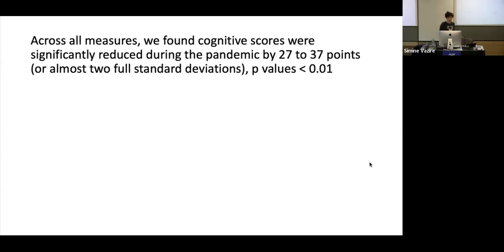reduced during the pandemic. I don't remember how they got their baseline pre-pandemic measure, maybe based on published studies before the pandemic. They found that the children that they tested had a lower score by 27 to 37 points, almost 2 full standard deviations. P-value is less than 0.01. So first I want to emphasize how big 2 standard deviations is. It's a huge effect. That's very, very noticeable to the naked eye.